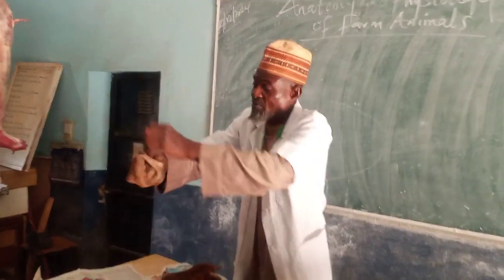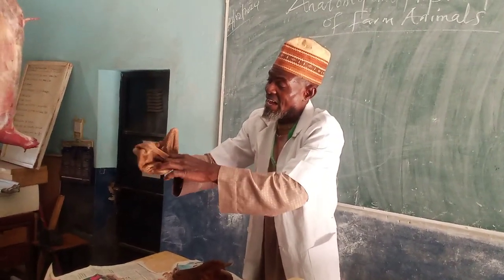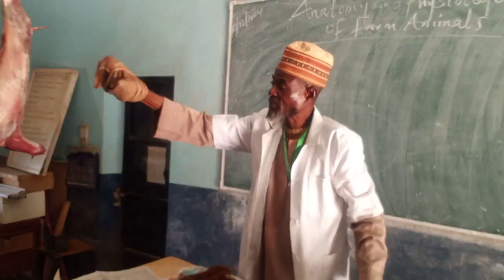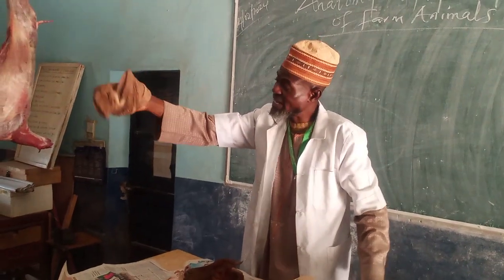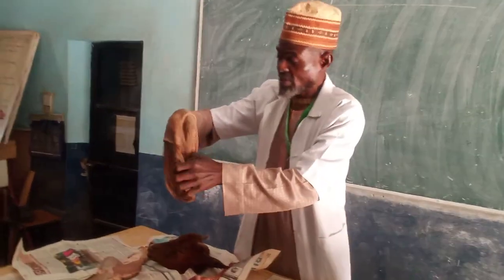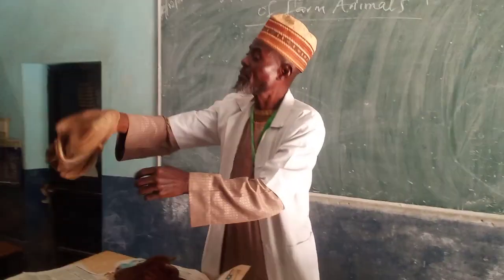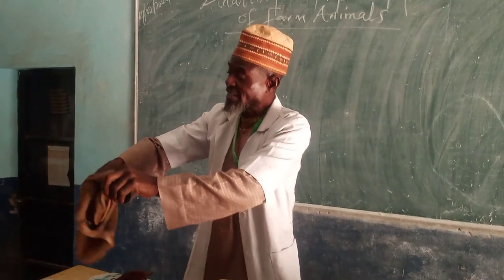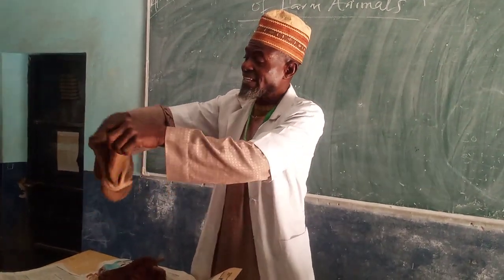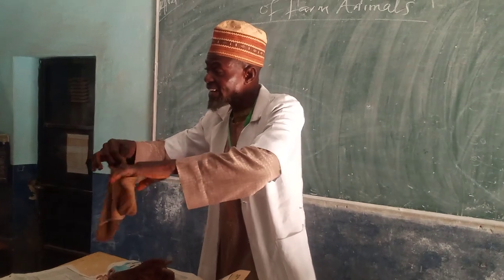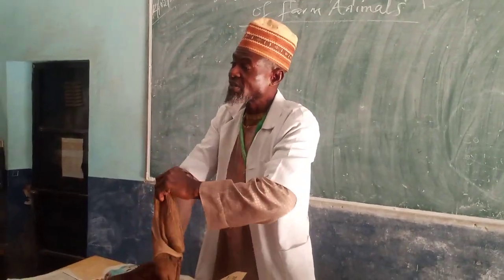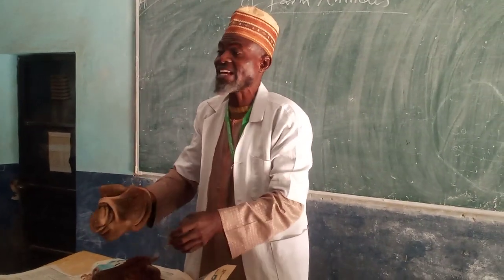If you look at it, we have actually removed all the contents. The rumen is the biggest chamber. Look at it. It's the biggest chamber. So once the food leaves here, the animal will continuously eat the feed until this sack is filled. Look at it. Until it is filled to the brim. Once it is filled to the brim, that means the animal is satisfied.